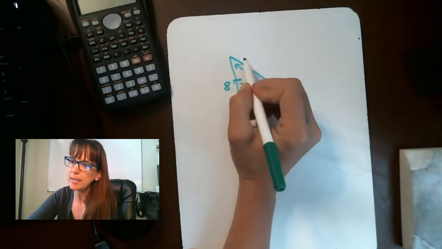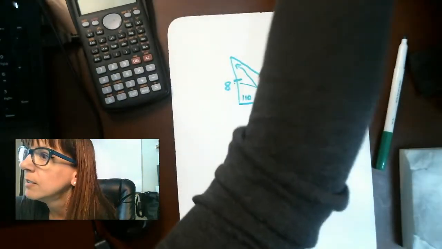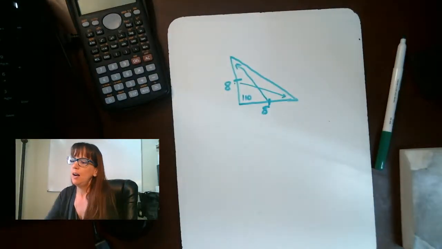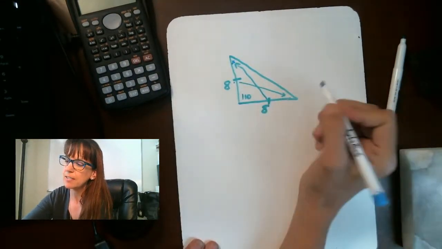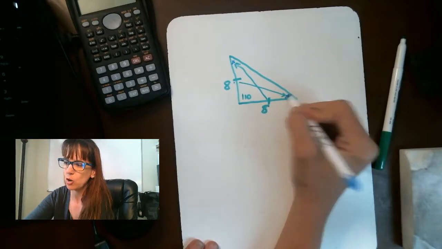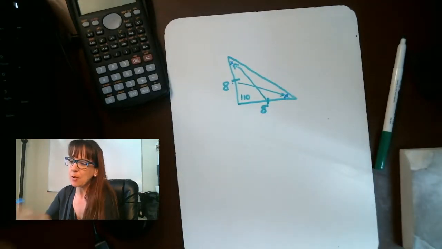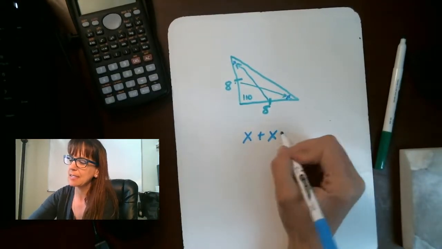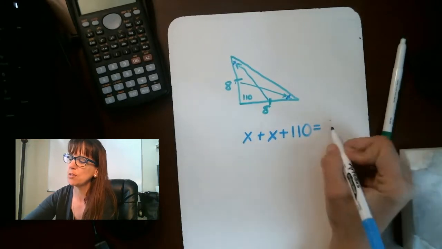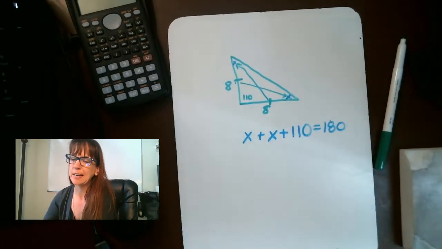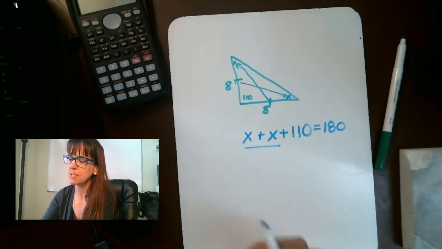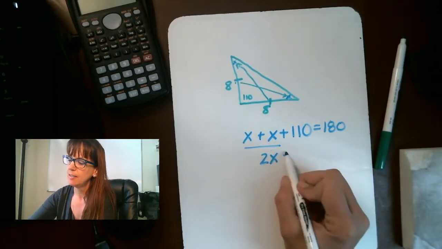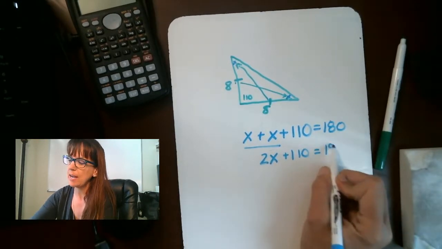So this angle right here, this is where I should have a different color marker. Let me see. Gotta reach, sorry. All right. This angle right here is x, and because they're exactly the same, this is also x. So let's add up all those angles. We have x plus x plus 110 equals 180 degrees. Okay, we want to combine like terms. We've got 2x there plus 110 equals 180.